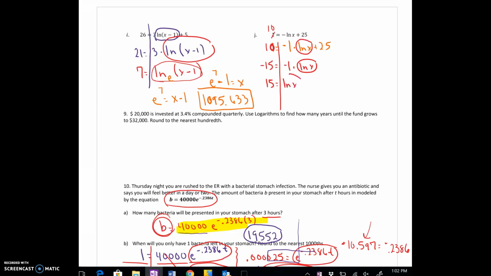And now what I'm ready to do is to get to the x. But I can't get to the x until the log is gone. So to undo the log, I'll turn it into an exponent. And just a reminder, there is a little e there. So here we go. Making my exponent. It's going to be e to the 15th power equals x. And e to the 15th is a really big number, so I'm just going to leave it as e to the 15th.